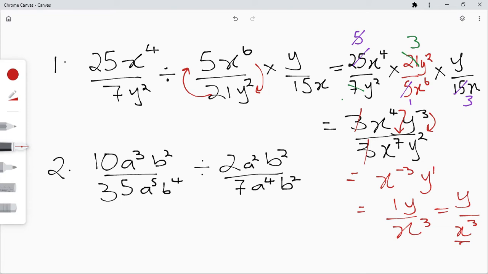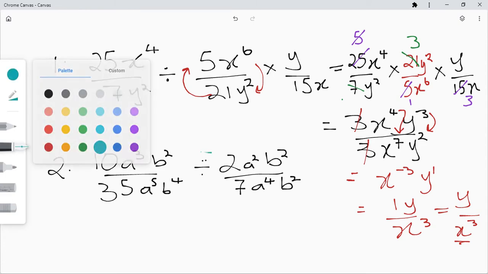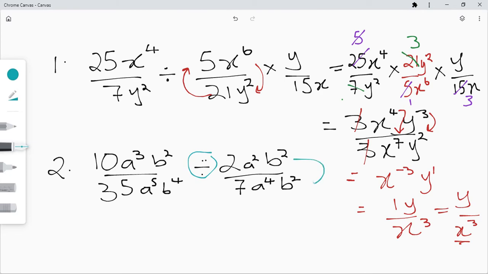Okay, we go to question 2. We have 10a cubed b squared divided by 35a to the power 5 b to the power 4, divided by 2a squared b squared over 7a to the power 4 b squared. Remember, when you're dividing fractions, the sign is going to change, and our numerator will come below, and our denominator will come on top.